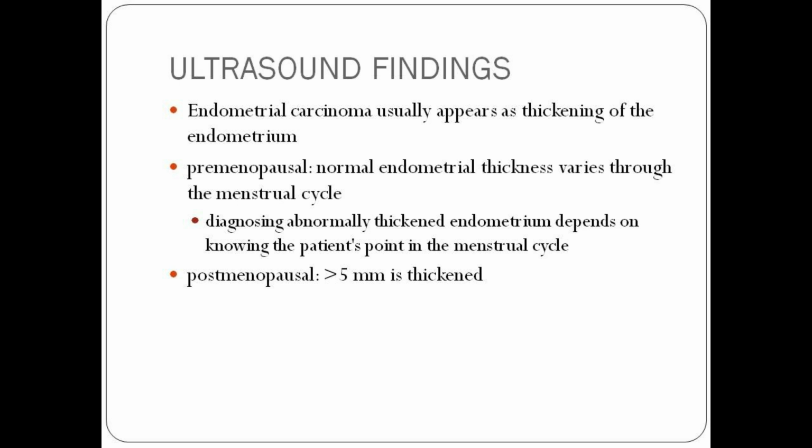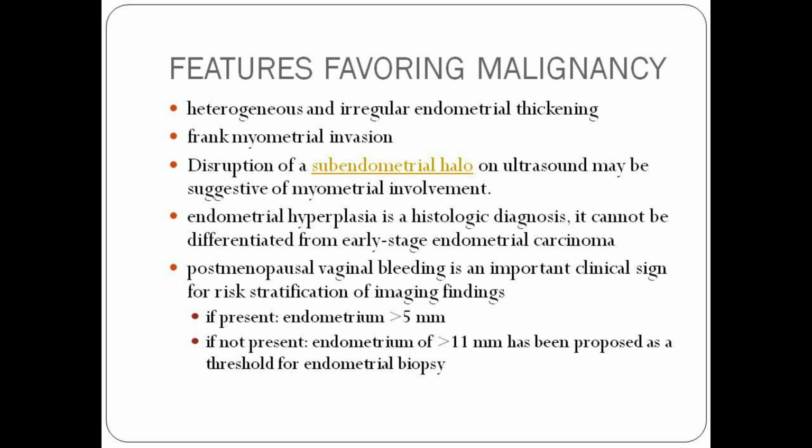Features favoring malignancy: heterogeneous and irregular endometrial thickening. As we have seen, in endometrial hyperplasia there is smooth endometrial thickening. Then there could be frank myometrial invasion. Then there could be disruption of the subendometrial halo on the ultrasound, and this signifies myometrial invasion.